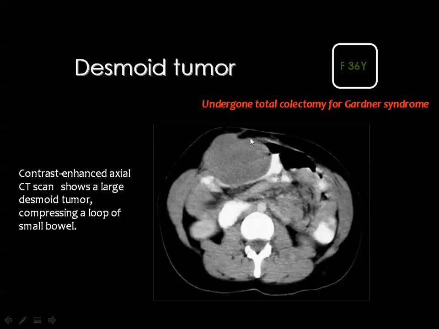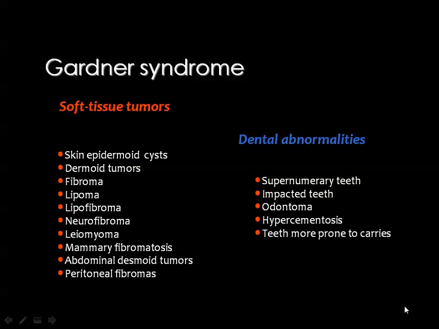And you see this is an example with a mass in the transverse colon, which has been proved to be a desmoid tumor. Soft tissue manifestations of Gardner syndrome include skin epidermoid cysts, dermoid tumors, fibroma, lipoma, neurofibroma, and lipofibroma, leiomyoma, mammary fibromatosis, abdominal desmoid tumors, peritoneal fibromas.